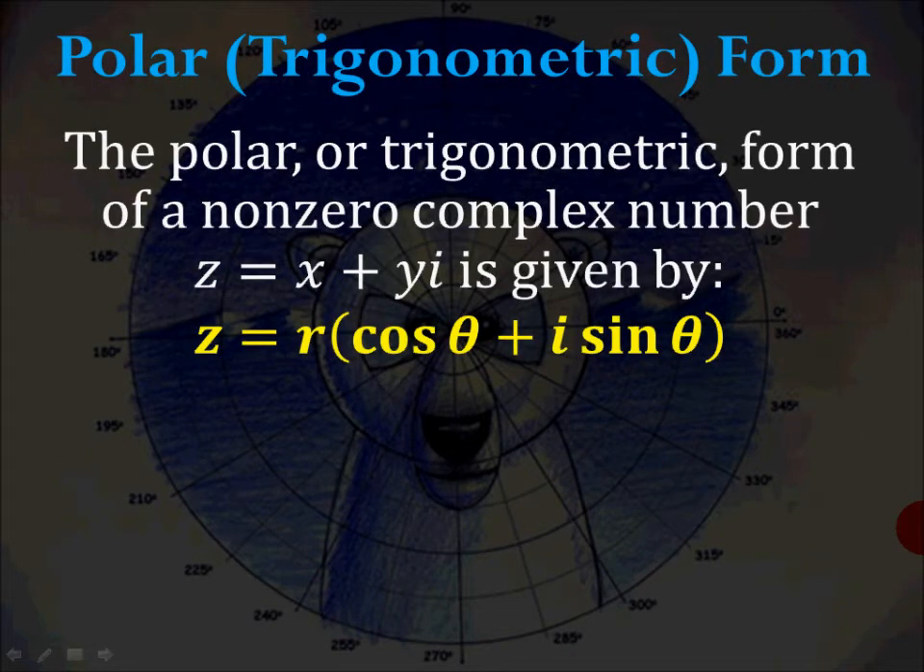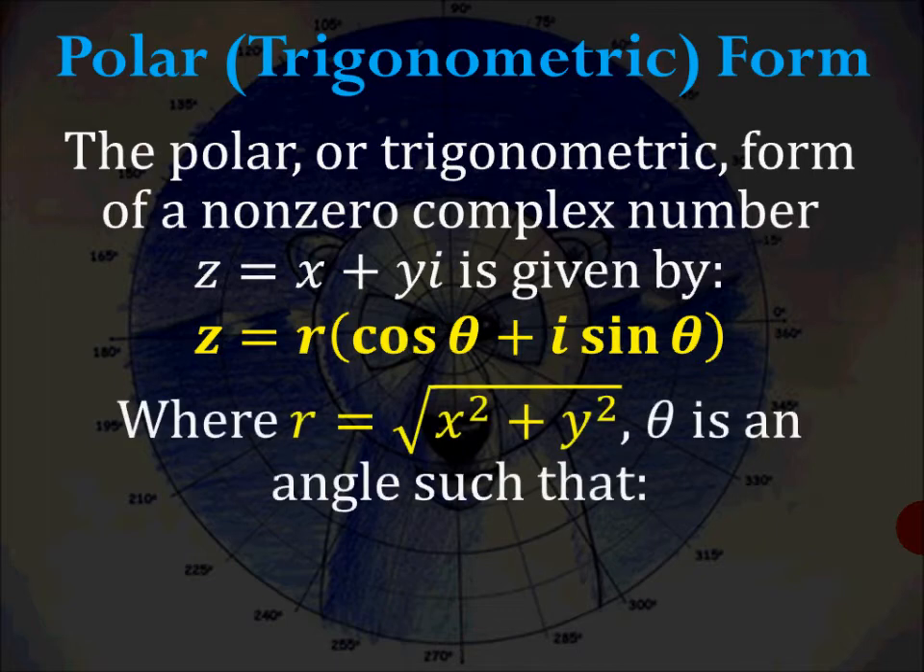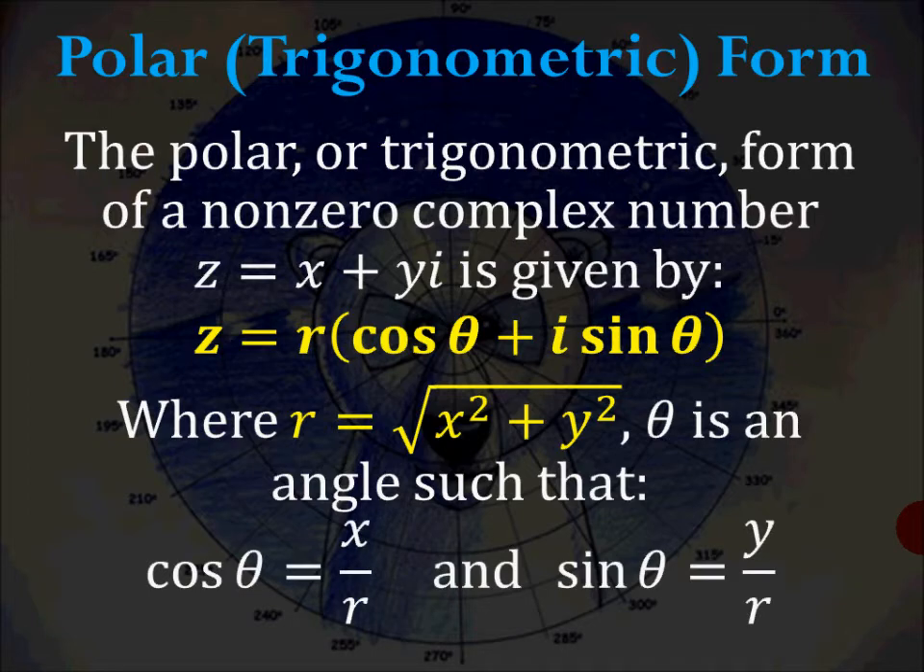So once again, the polar or trigonometric form of a non-zero complex number z equals x plus yi is given by z equals r times the quantity cosine theta plus i sine theta, where r is equal to the square root of x squared plus y squared, which is the same thing that we did in section 4.3. And theta is an angle such that cosine theta is x over r and sine theta equals y over r. So nothing new here. We're just rewriting a complex number using polar form, where x is r cosine theta, y is r sine theta. Factor out the r, and this is where these numbers come from.